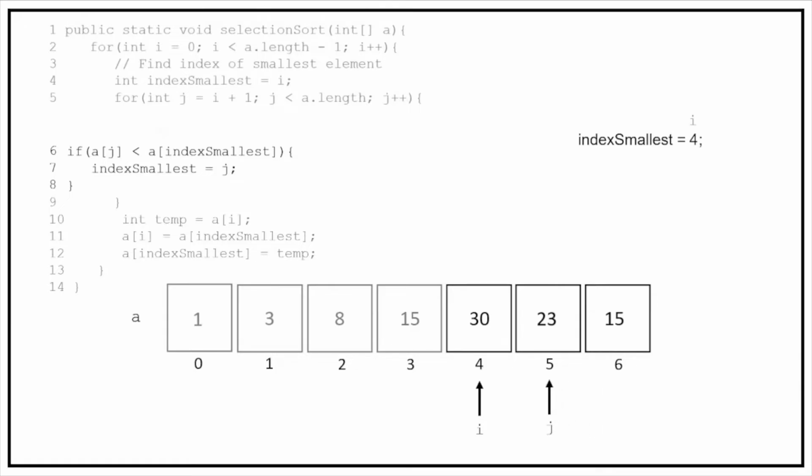Moving forward, we have, is 23 less than 30? True. This means we set index smallest to j, which is index 5, and increment j. We now have, is 15 less than 23? True. This means we set index smallest to j, which is index 6, swap, gray out that square, and increment I. Now we initialize index smallest to I, which is index 5. Is 30 less than 23? False. This means nothing happens, and the array is sorted.